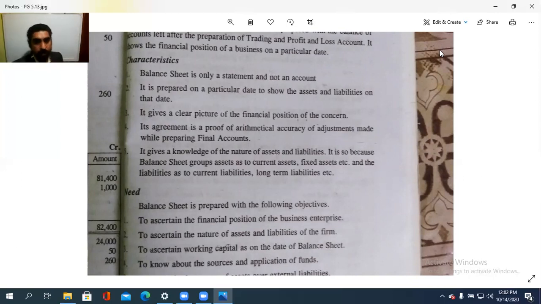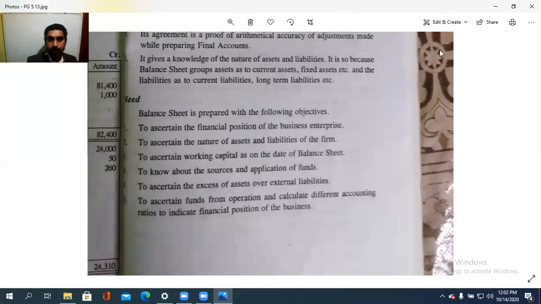And what is the need of this balance sheet? The balance sheet is prepared with the following objectives: in order to ascertain the financial position of the business enterprise, and to ascertain the nature of assets and liabilities of the firm.